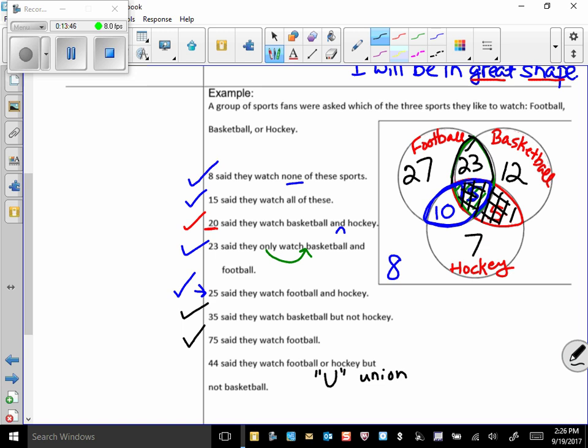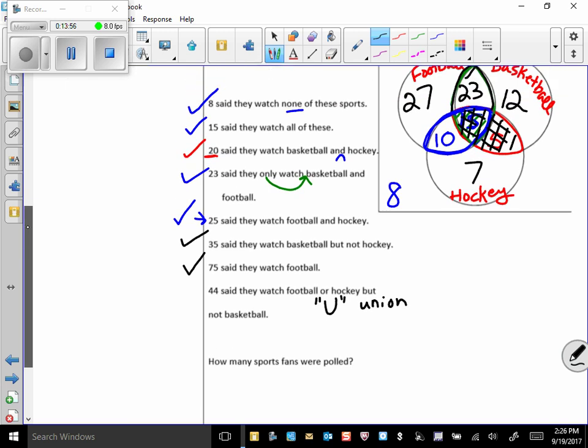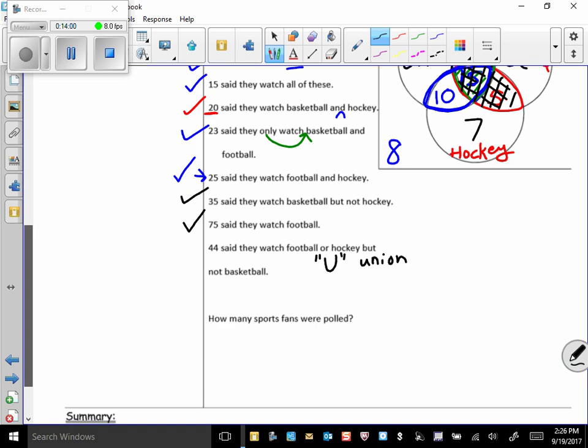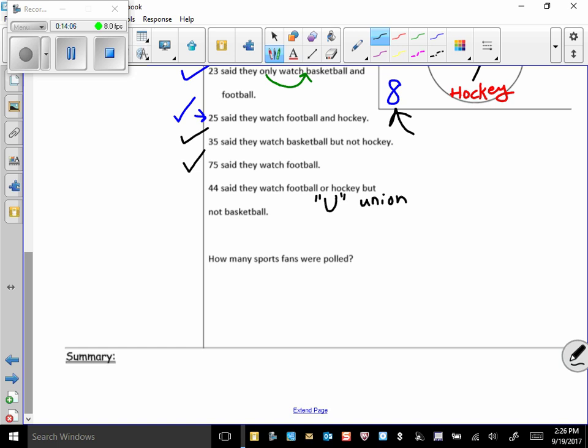Okay, and I promise you, we'll do many more Venn diagrams if you find this one confusing. As a matter of fact, we'll begin the class tomorrow doing 2 more of this type. And so finally, the question is, how many sports fans did I talk to all together? So what I got to do now, of course, is add up all those numbers, including the 8. You got to be sure to include the 8 who didn't watch any of them. And when I do that, I get 107.